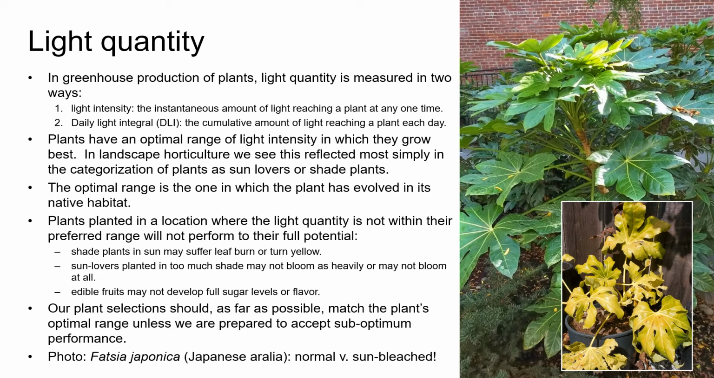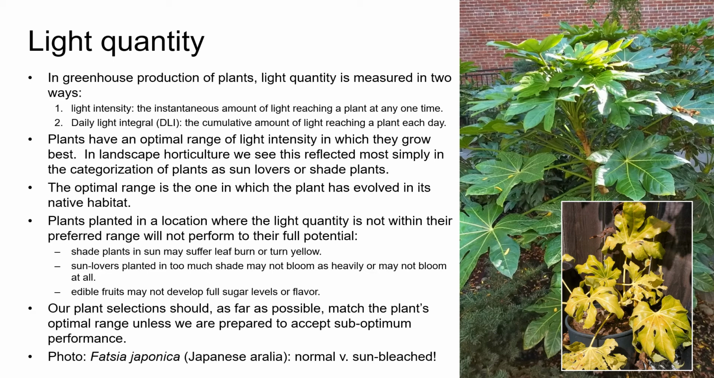In greenhouse production, light quantity is measured in two ways. Firstly, by the instantaneous amount of light reaching a plant, and this is typically referred to as light intensity, and then the cumulative amount of light that's delivered each day. This is usually referred to as the daily light integral, or the DLI. And in landscape horticulture, the DLI is of more interest to us.